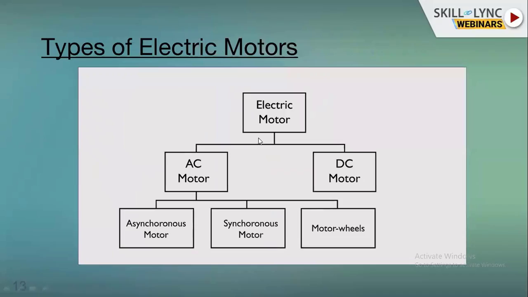So now let's talk about the different types of motors. As I said, we have two different classifications based on types of power. One is AC power, the other one is DC power. When we talk about AC versus DC, both have certain further classifications. The machines are of two types, AC and DC. So motors are also of two types.